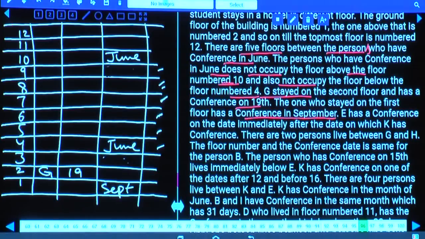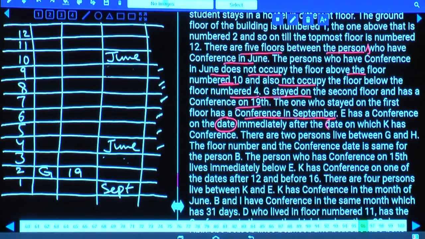E has a conference on the date immediately after the date. Now here he is talking about the date, E has, but not the floor. E has a conference on the date immediately after the date on which K has a conference. Now in this one, E must be immediately after K. The dates of these two, K and E, must be adjacent to each other. Hence, below the dates I am representing this K and E. And K has a conference.